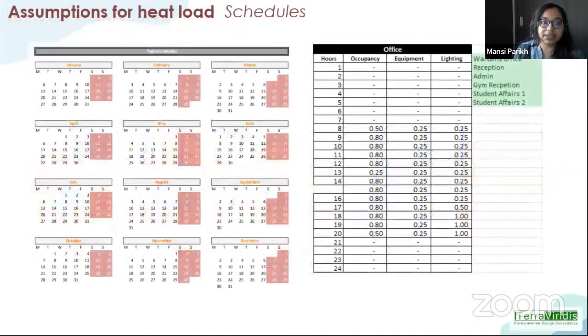After this, there have to be assumptions again for the heat load calculation, and assumptions for the schedules. In the previous part, we had the assumptions for internal loads in terms of equipment, lighting, and occupants. Schedules have to be set. These are the kinds of schedules created for typical spaces for occupancy, equipment, and lighting. On the left side, you can see the calendar. Since it's an office building, it was a 5-day operation. This calendar was set and fed into the simulation software.